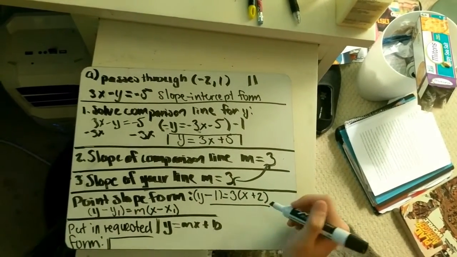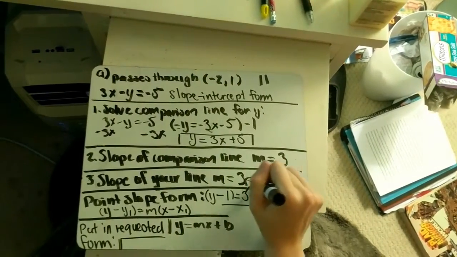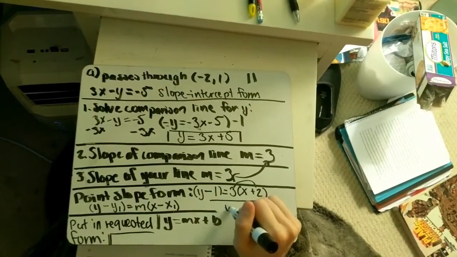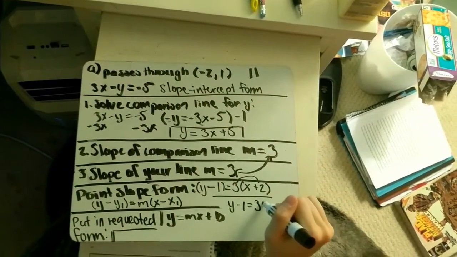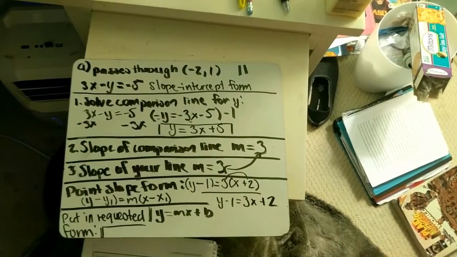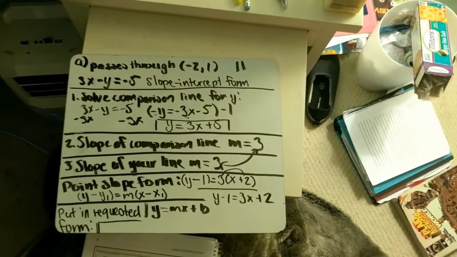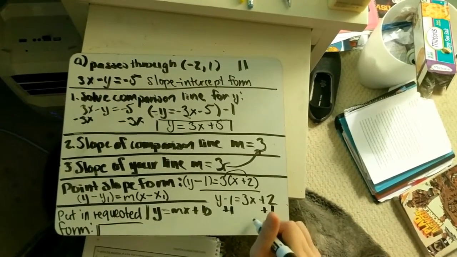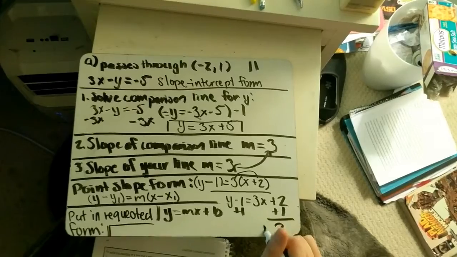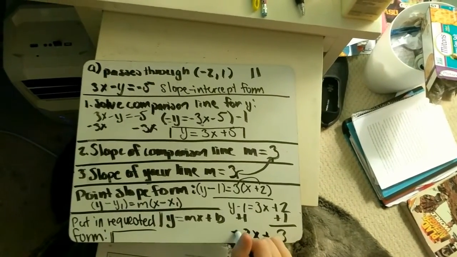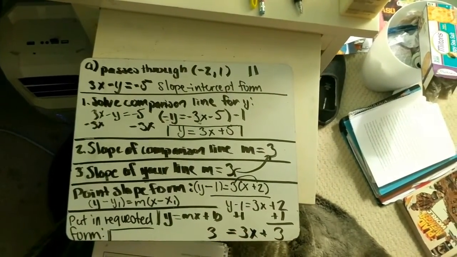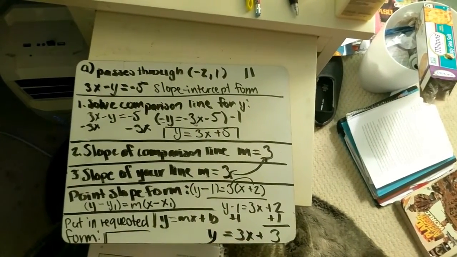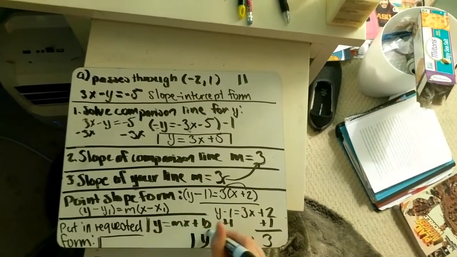We'll distribute out this 3 to x plus 2, and that would be y minus 1 is equal to 3x plus 6. Then we will add our 1 over to the other side, and that will get us y is equal to 3x plus 7. And that will be our final answer.